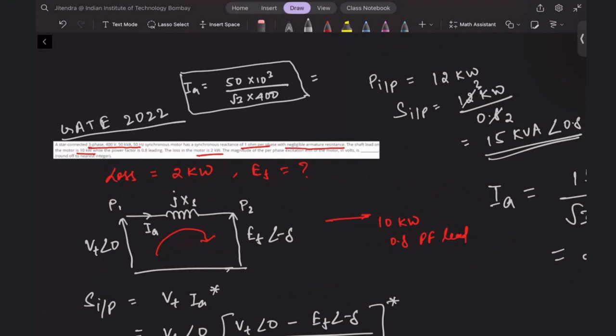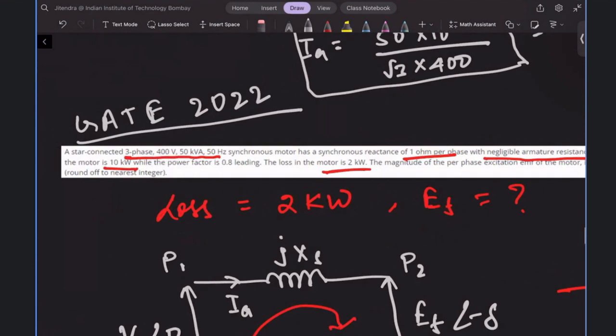Then angle of IA. Angle of IA is given by 0.8 leading power factor. Yes, sir.